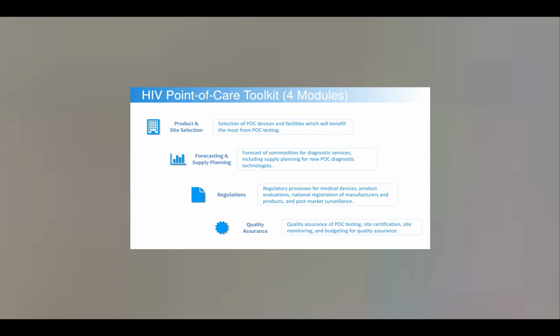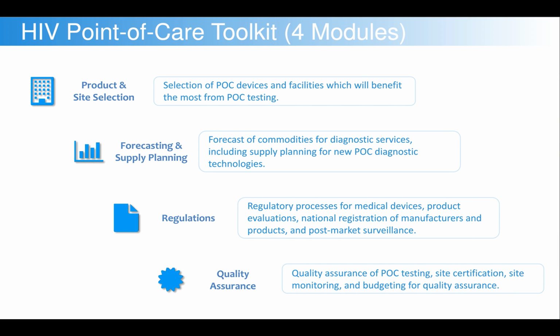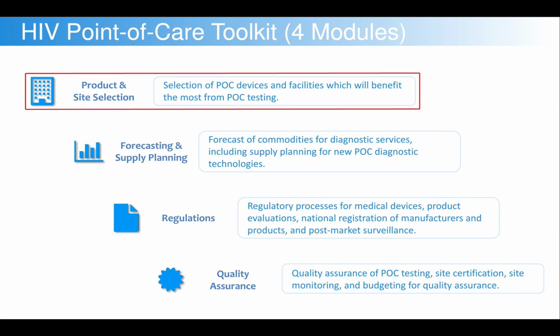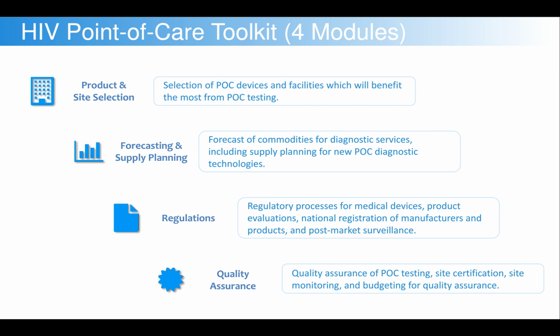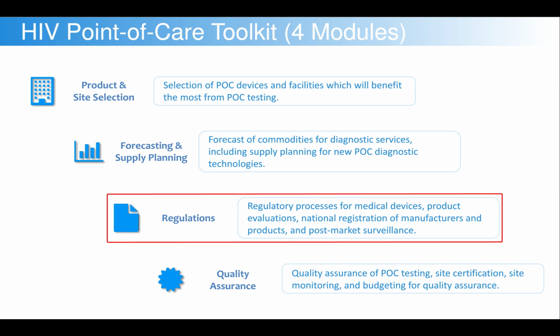At this stage, the Point-of-Care Toolkit contains 4 modules: Product and Site Selection, which contains tools to help countries select the most appropriate point-of-care technology and the facilities which will benefit the most from point-of-care testing. Forecasting and Supply Planning. It includes tools to help national programs forecast diagnostic commodities, as well as supply planning for point-of-care technologies.